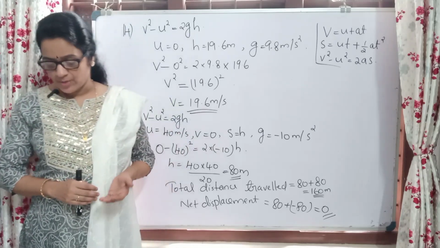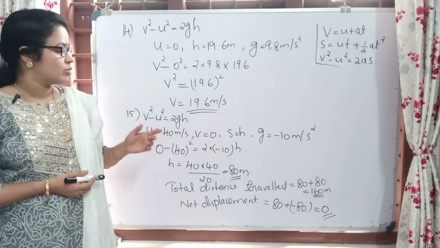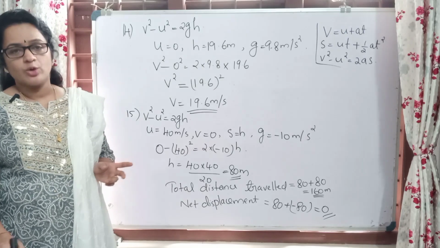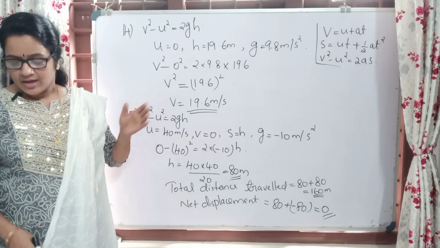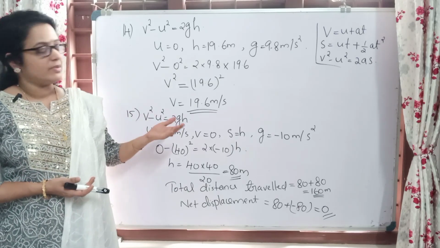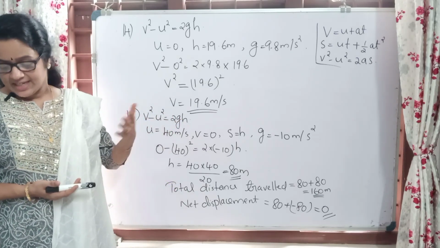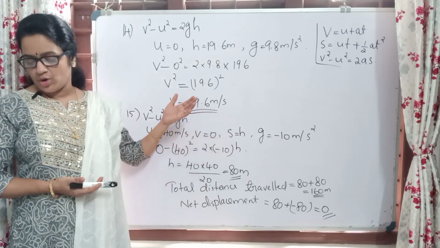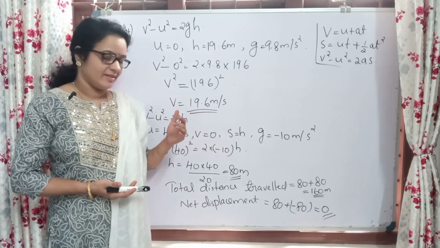ഇനി അടുത്ത ക്വസ്റ്റ്യനിലേക്ക് പോവാം. 15th question. A stone is thrown upwards with an initial velocity of 40 meter per second. Taking g is equal to 10 meter per second square, find the maximum height reached by the stone, and here we have to calculate the displacement and total distance covered by the stone also. So first of all, the given quantities we can write.